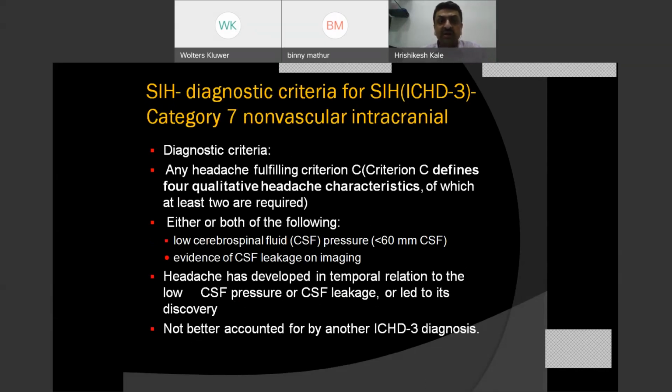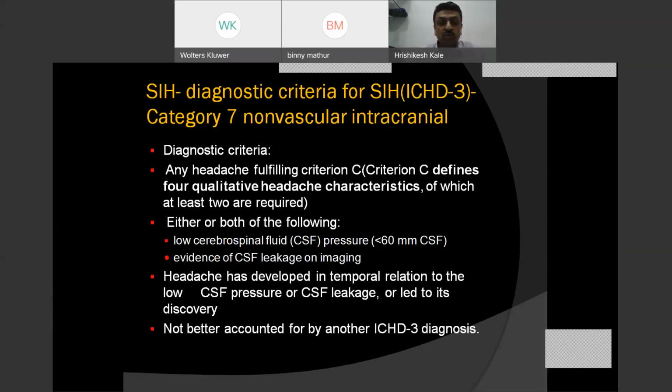It is under category 7, non-vascular intracranial conditions producing headaches. Once these four criteria are fulfilled, you can categorize this headache as SIH. So which are the four criteria? Any criteria fulfilling criterion C. Criterion C is something which defines qualitative headache characteristics.